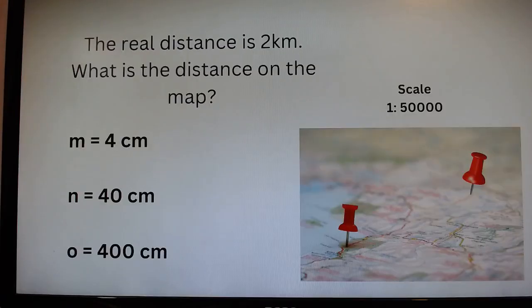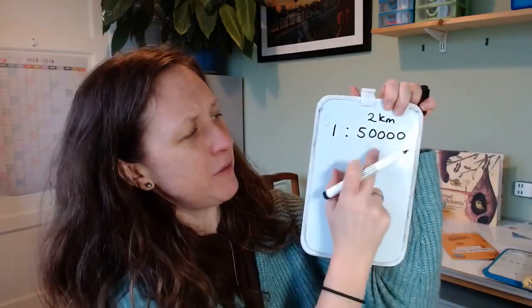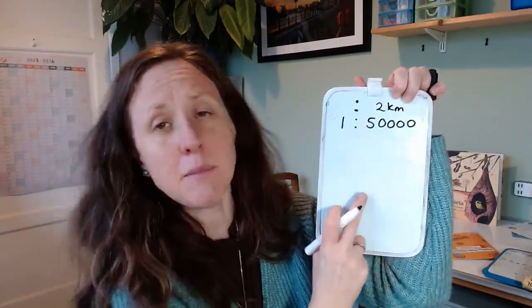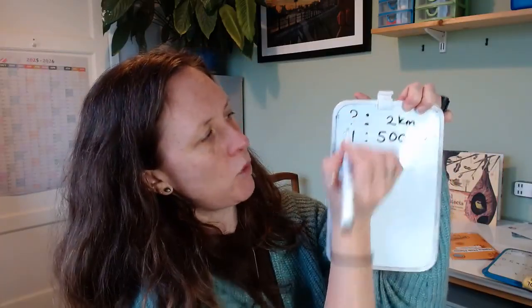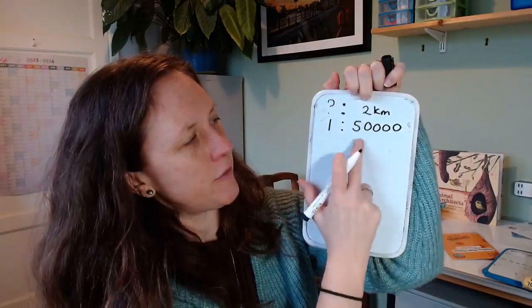The last one here, I'm going to go through in a little bit more detail. I'm going to talk about what we know and what we need to work out. Okay, so we know that the scale is 1 to 50,000. We know that the real life distance is 2 kilometres, so I'm putting that on the same side as the 50,000 because that is the real life measurement. We're trying to find out what the map measurement is.